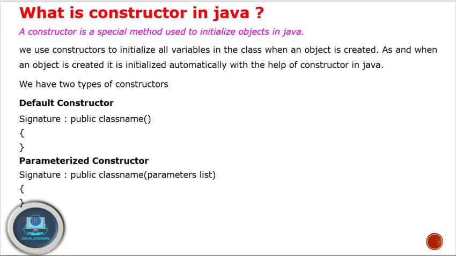What is a constructor in Java? A constructor is a special method used to initialize an object in Java. We use a constructor to initialize all variables in the class when an object is created. As and when an object is created, it is initialized automatically with the help of the constructor. We have two types of constructors: default constructor and parameterized constructor.